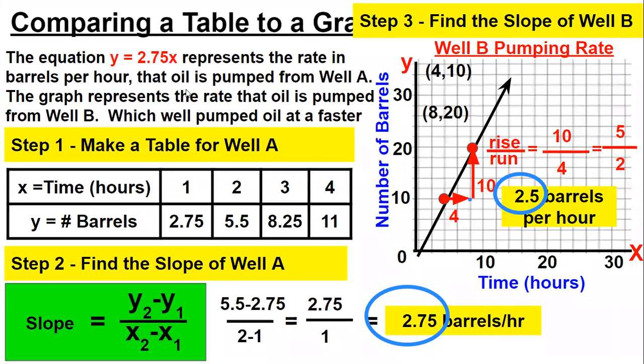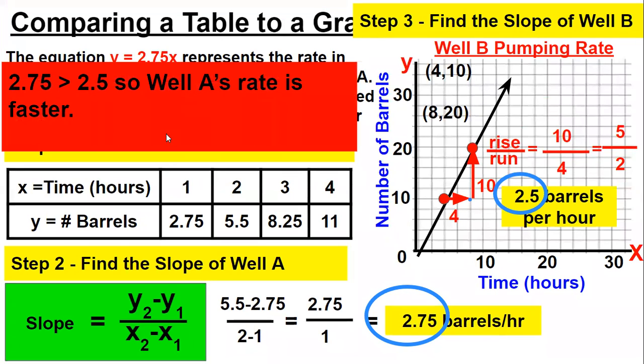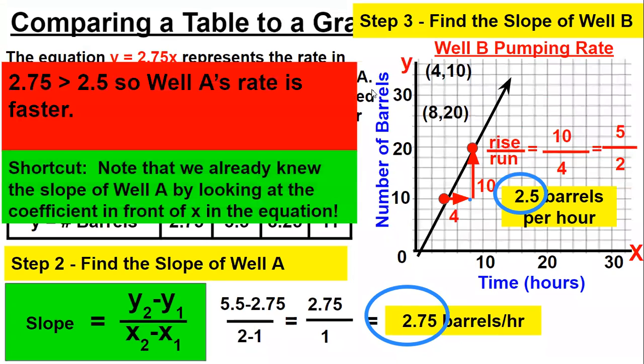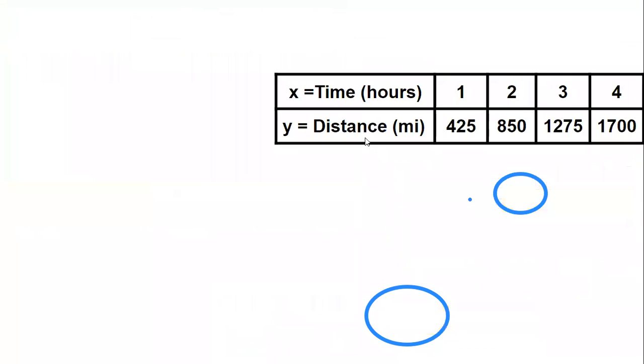So hopefully that answer will pop up. 2.75 is greater than 2.5, so well A's rate is faster. Shortcut, note that we already knew the slope of well A by looking at the coefficient in front of x in the equation. I already told you that. Oh, well, what's this one?